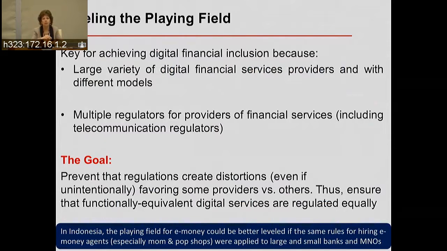Let me give you an example. In Indonesia, for example, the level playing field is kind of distorted for the provision of financial services using mobile phones. Why am I saying that? Because mom and pop shops, very small retailers, cannot act as agents unless they work only with large banks. So if you're a small bank, you cannot use mom and pop shops as your agent. Only if you are a large bank are you allowed to do so. And to us, that is a problem. You are not leveling the playing field.